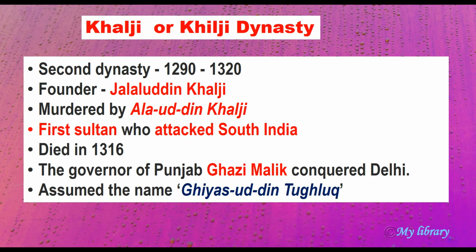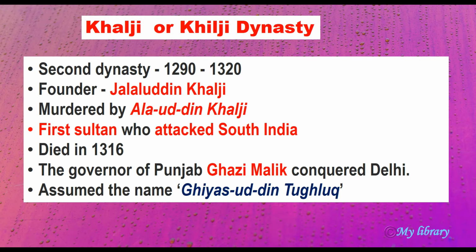The Khalji or Khilji dynasty was the second dynasty that ruled between 1290 and 1320. Jalaluddin Khalji was the founder of the Khalji dynasty. He was murdered by Alauddin Khalji, his son-in-law, who ascended the throne. He was the first sultan to attack South India. Alauddin Khalji was one of India's greatest kings and one of the world's greatest military geniuses.